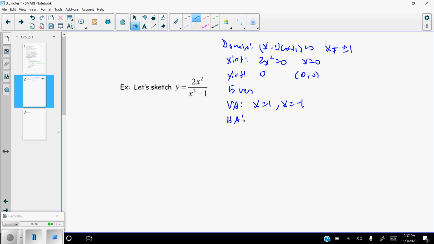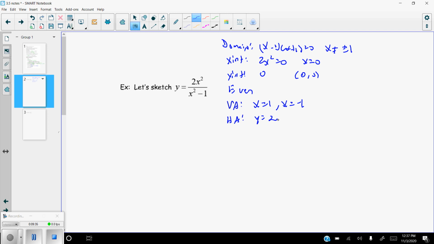Horizontal asymptotes are going to be y equals. In this case, we're going to look at the growth rates of the numerator and denominator, and since they're the same, we're going to divide the leading coefficients, and we're going to get 2. So y equals 2. Remember, that's a limit as x approaches positive and negative infinity.